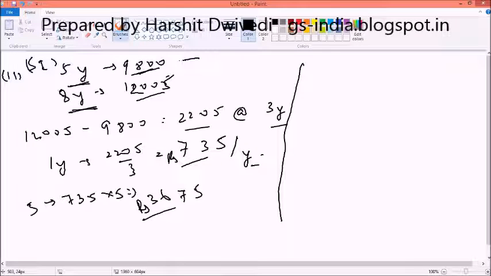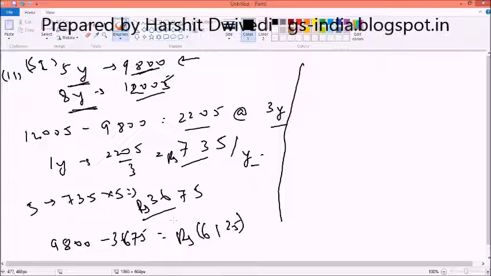This 3675 is already included in 9800. So in order to get the base amount, that is the principal, I am going to subtract this 3675 from 9800. After subtracting I get 6125. This is the base amount, this is the principal, the initial principal.